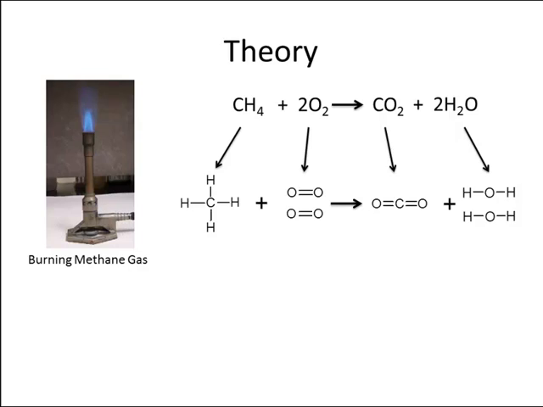So we can see number of carbons on the left and the number of carbons on the right are the same. Number of hydrogens on the left and the number of hydrogens on the right are the same. Number of oxygens on the left and the number of oxygens on the right are the same. All we've done is rearranged how they're connected. That's part of what the atomic theory states.